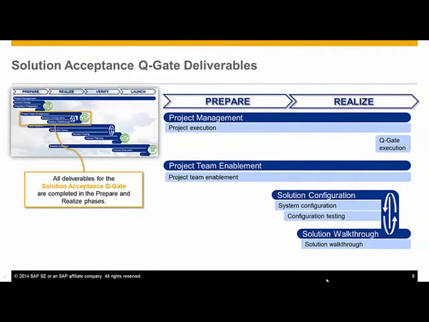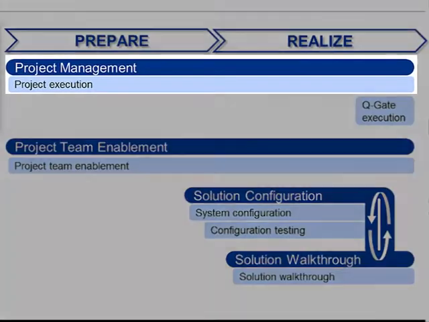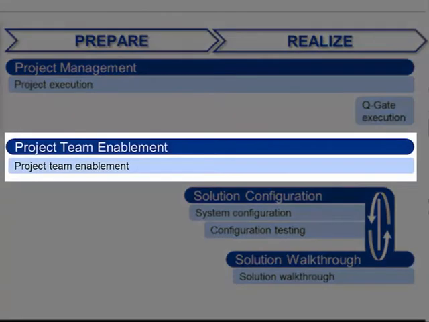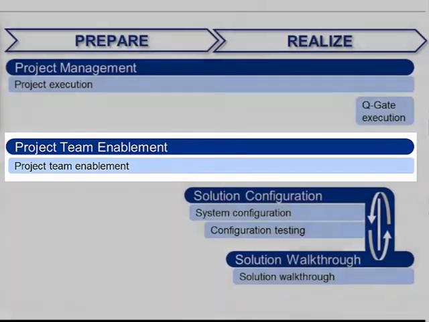Activities feeding into the solution acceptance Q gate are executed during the prepare and realize phases. The deliverables focus on the realization of the agreed upon scope within the SAP solution. The project execution deliverable continues as the project manager continues with project status meetings, status reports, and risk management. Enablement begins with the initiation of the project as project team members receive numerous details to prepare for the project and working with the solution. Some of the enablement is delivered via workshops.